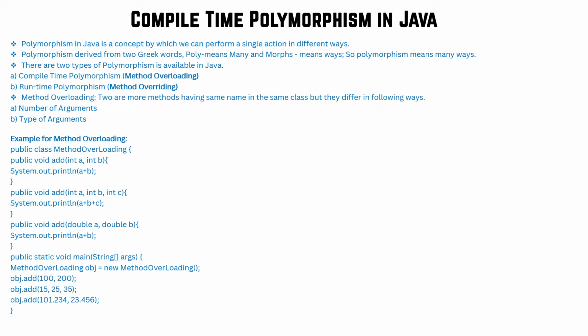So method overloading: two or more methods have the same name in the same class, but they should be different in the following way: either number of arguments or type of arguments. I think in the last session I already covered constructor overloading. Similarly, I can also overload the method, where I have the same name but different number of arguments or type of arguments.